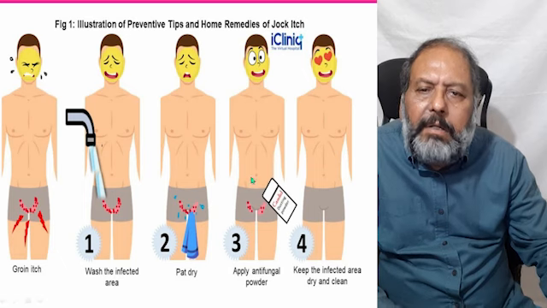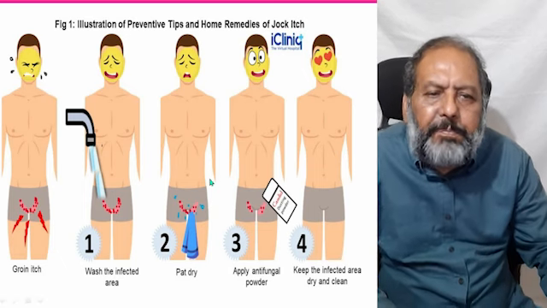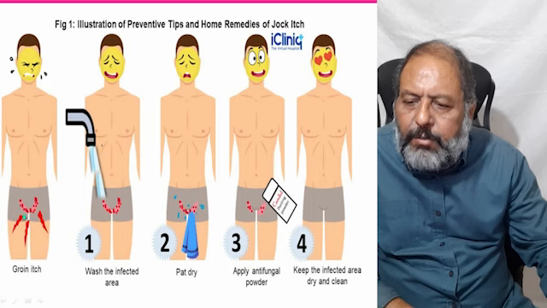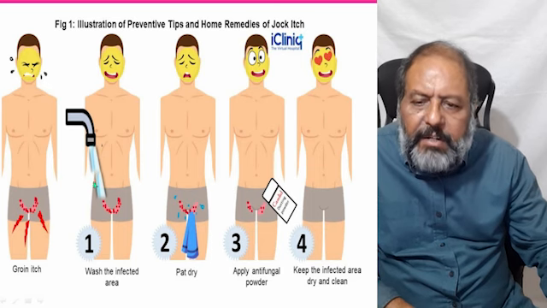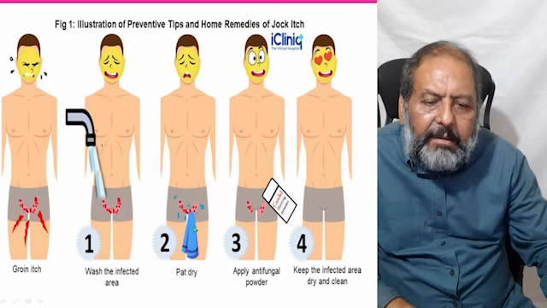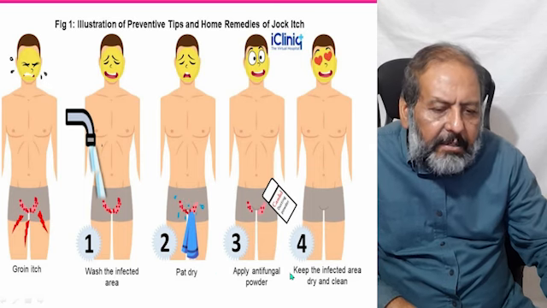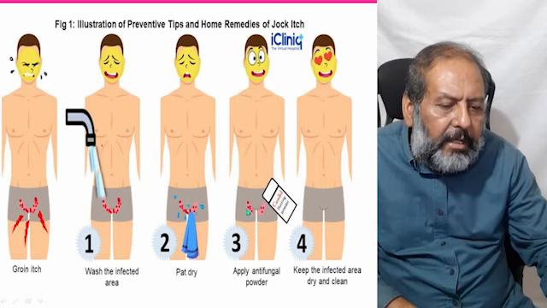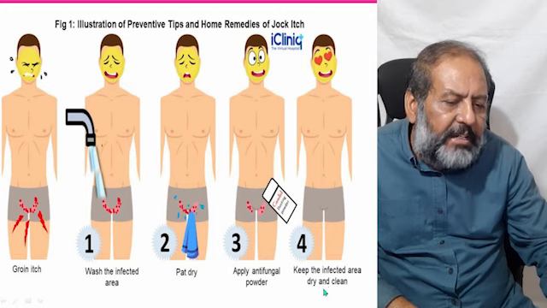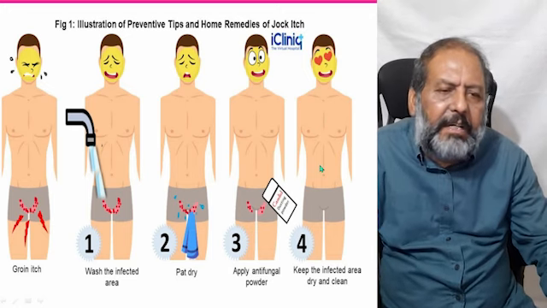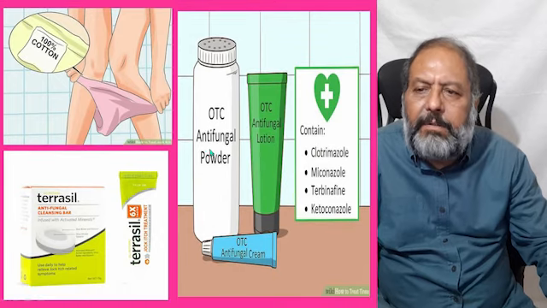Now, here are the preventive tips and home remedies of Jock itch, groin itch. One can see, wash the infected area properly, properly dry the area, and then apply the antifungal powder and keep the infected area dry and clean. So these are the tips by which one can avoid the infection.